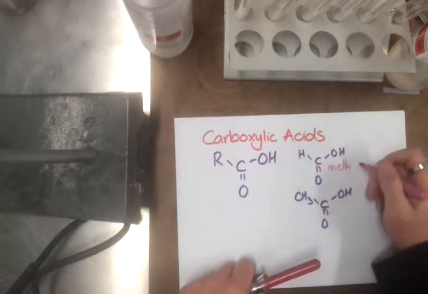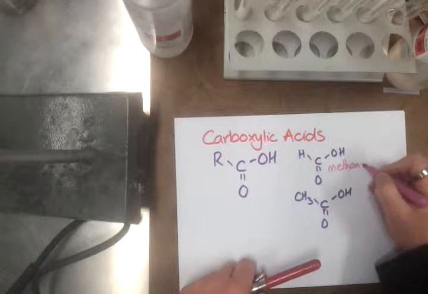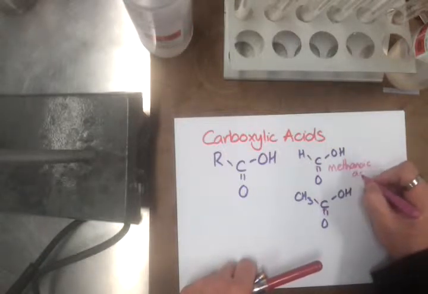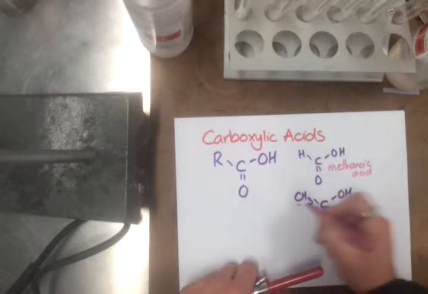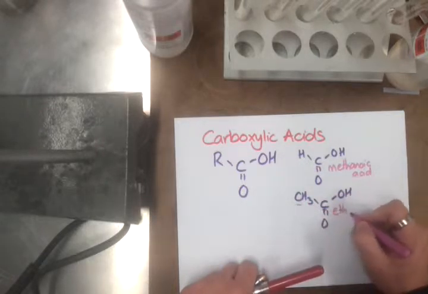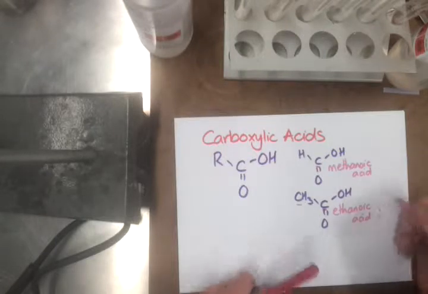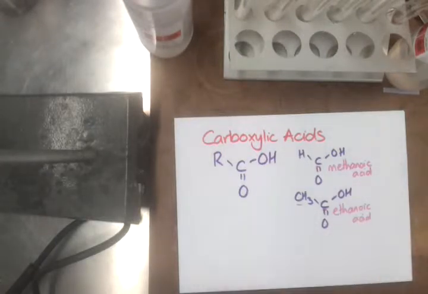It's actually found in the stings of ants and things like that. This one here, 2 carbons, so ethanoic acid. And that is commonly found in vinegar. That's probably the best example of that. So you notice that these are often found in natural things.